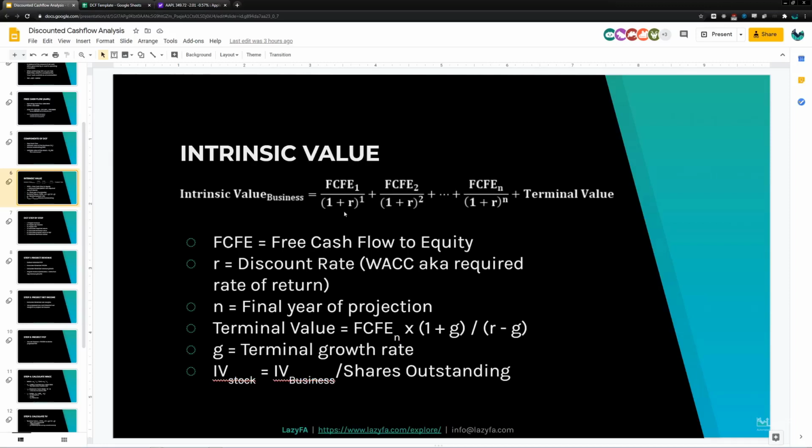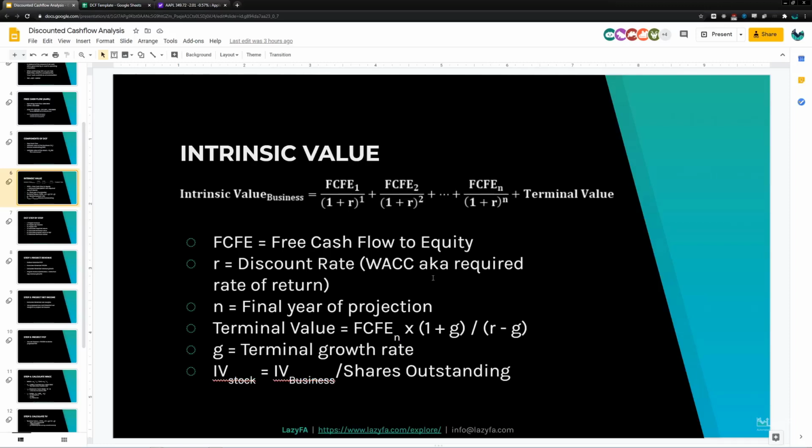Free cash flow to equity, we talked about. R in this case, the 1 plus R to the 1 and 1 plus R to the 2. R is the discount rate or the weighted average cost of capital. So this is effectively the return that you expect from your investment. So if you were making an investment, this is the return on investment that you would expect back in order to determine whether or not it's worth it to spend the money on it right now. N is the final year of your projection. So in our case, N will be 5.